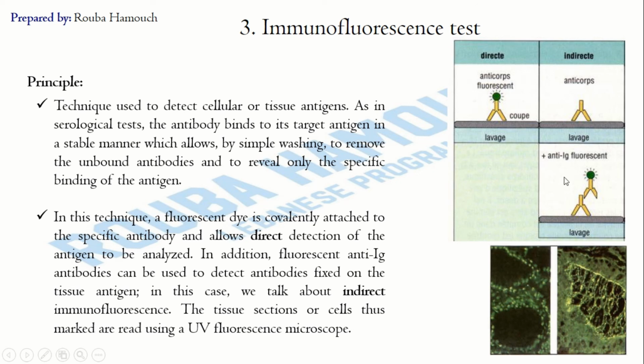So in the indirect fluorescence technique, we use secondary antibodies coupled to a fluorescent substance. These secondary antibodies bind to the primary antibodies that are already fixed to the tissue antigen. In this way, we detect the antibodies and indirectly we detect the infection. These are the three tests used in laboratory medicine and they show the specificity of antibodies to their antigens.